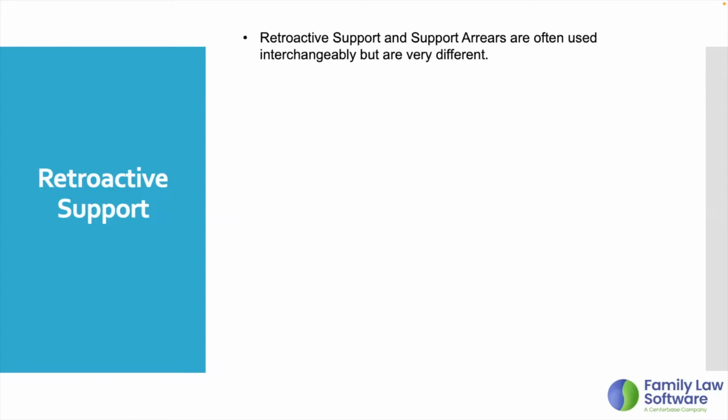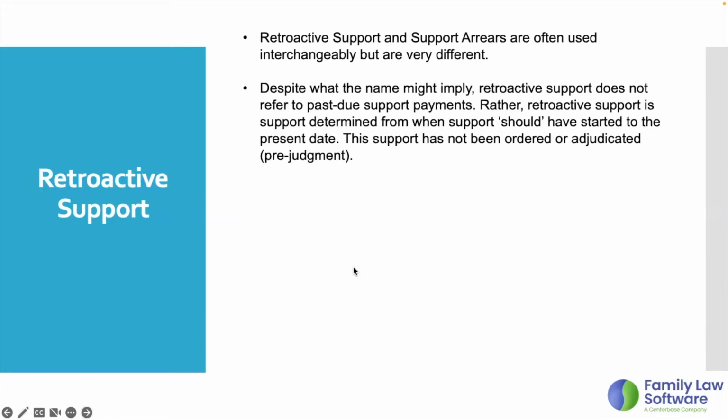So what is retroactive child support? Retroactive support and support arrears are used interchangeably, but they are obviously different. Retroactive child support is not past due child support. Rather, when we say retroactive support, we mean support that should have been paid to a person, but was not paid to the present date. And so that support has not been adjudicated. You do not have a court order that says that you are supposed to pay this. So we're calling this prejudgment.